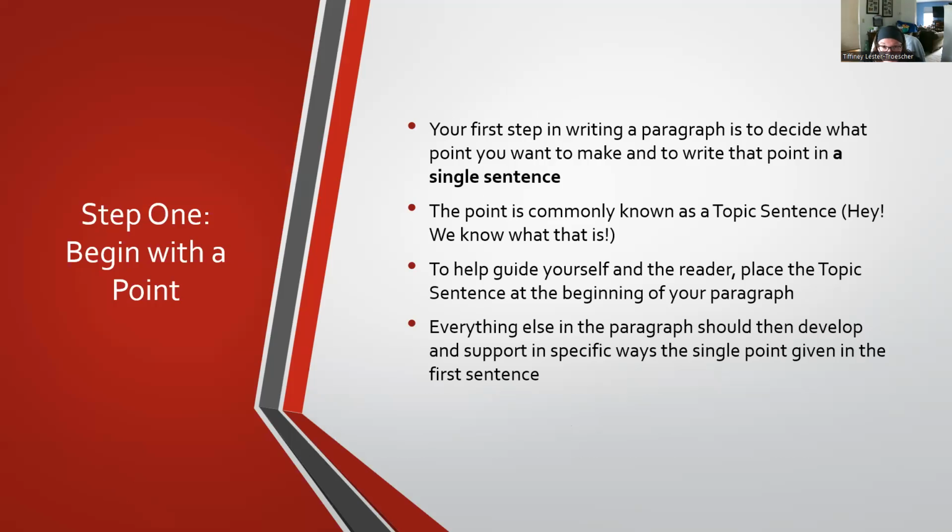You place it at the beginning of your paragraph, the very first sentence of your paragraph, to help guide yourself and your reader. If you have a good topic sentence in place at the beginning of your paragraph, you can continually come back to that topic sentence to make sure you are staying on track, that you're staying focused. And it helps guide your reader because then the reader knows based off the very first sentence what's going to come in the rest of the paragraph. Everything else in the paragraph should then develop and support that single point from the topic sentence.